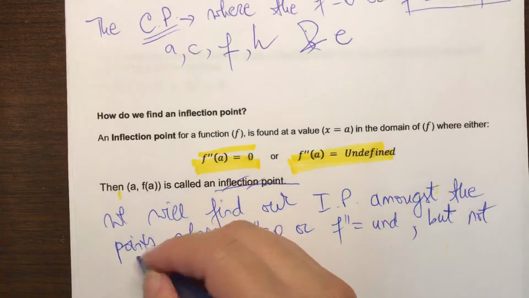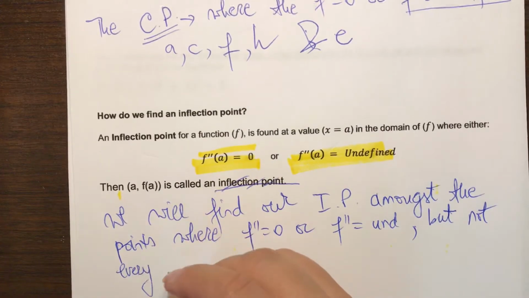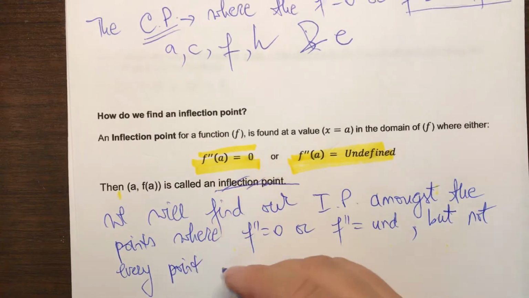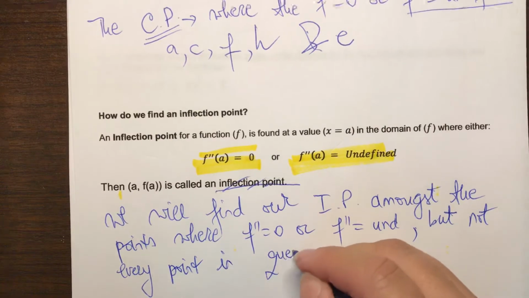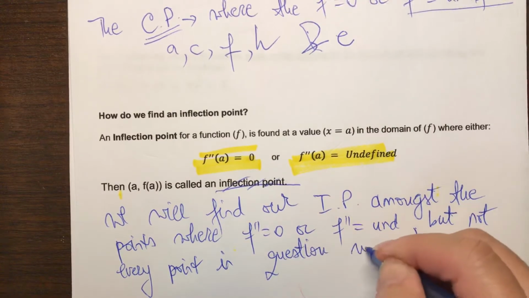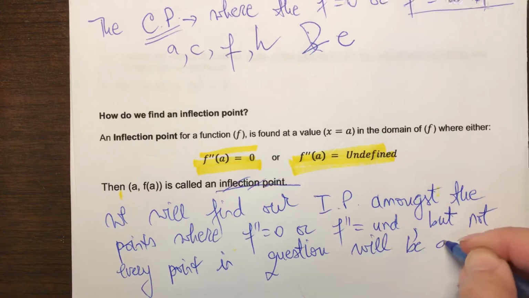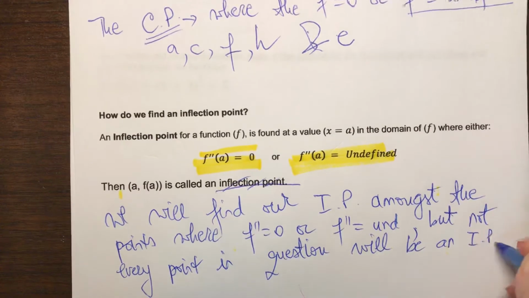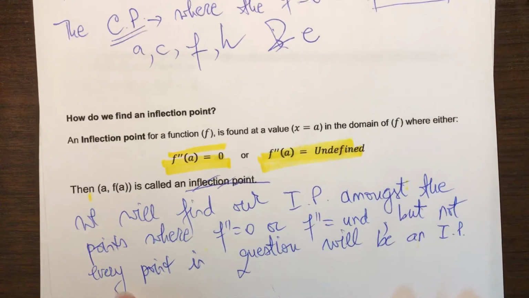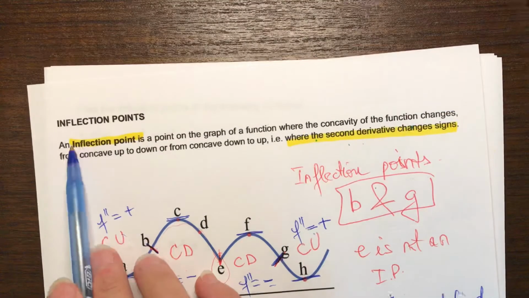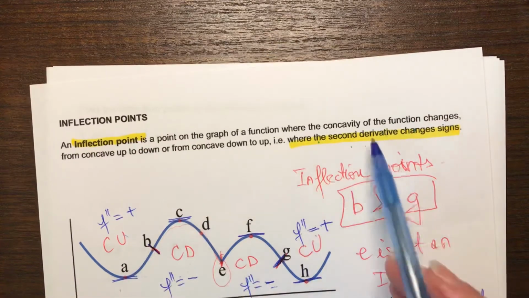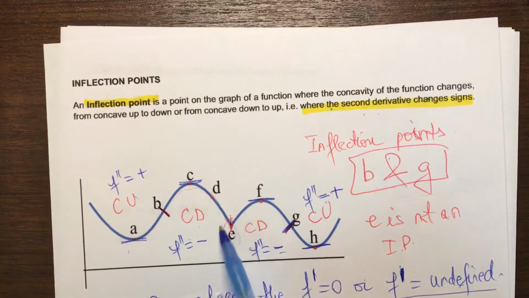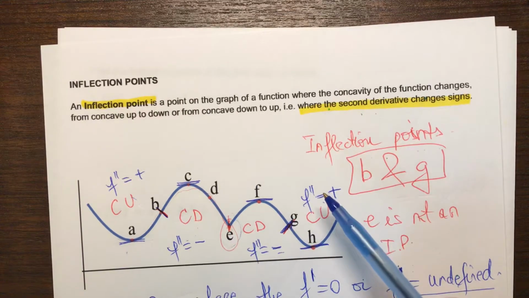not every point in question will be an inflection point. What I mean by that is just because the second derivative is 0 or undefined, it doesn't mean that you found an inflection point. What's an inflection point? What also has to happen is that the second derivative has to change sign.